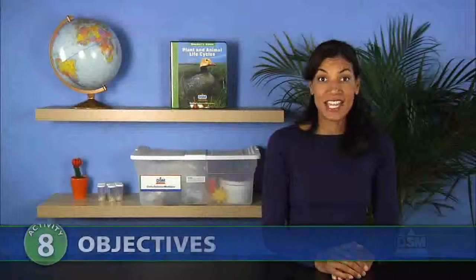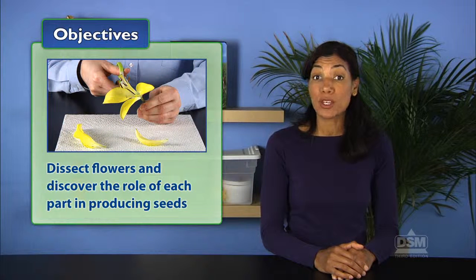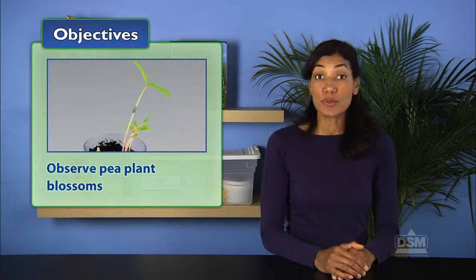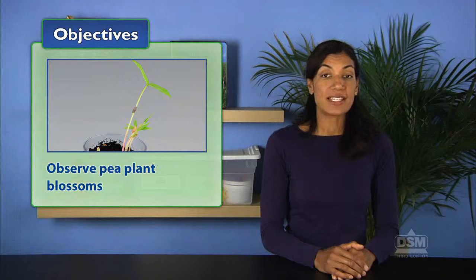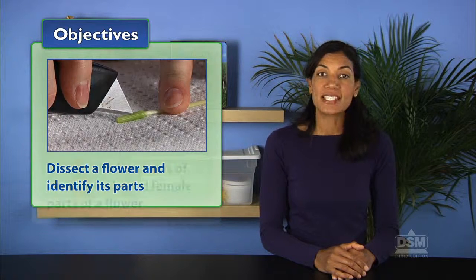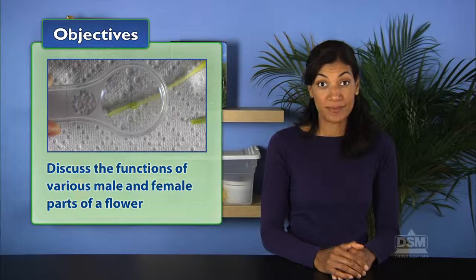In Activity 8, Inside a Flower, students dissect flowers and discover the role of each part in the production of seeds. Students first observe pea plant blossoms, then dissect a flower and identify its parts. Finally, they discuss the functions of various male and female parts of a flower.